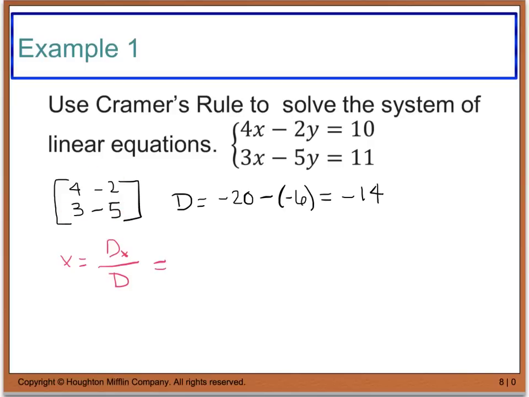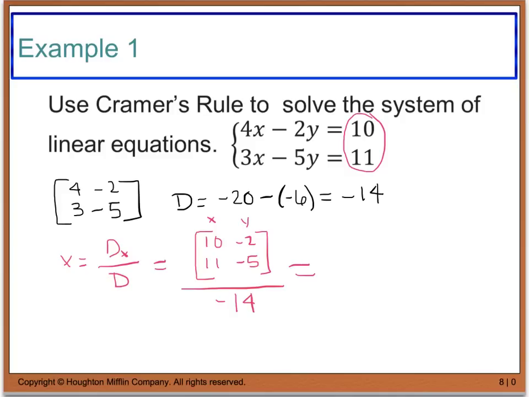Now to find my Dx, or the determinant of my x matrix, I'm going to rewrite my coefficient matrix, because typically my x terms go here and my y terms go here. I'm going to replace all of my x terms with my constants, so I'm going to replace them with 10 and 11, and I'm going to leave my y terms the same at -2, -5. I'm still going to divide that by the determinant of my coefficient matrix, which I already solved, and I know that was -14.